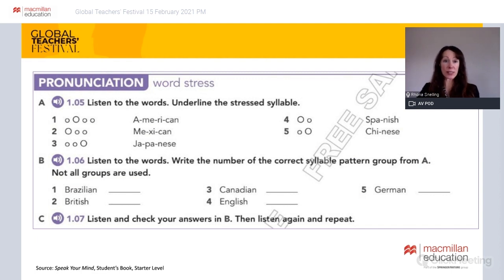For this one, as you can see, we're looking at syllables and stress patterns. We've got a small number of words because we're at A1 plus level, starter level. Activities A and B are both about the receptive stage, so we're giving students plenty of opportunity to listen, absorb the sound, notice the pattern, and raise their awareness of these sounds.